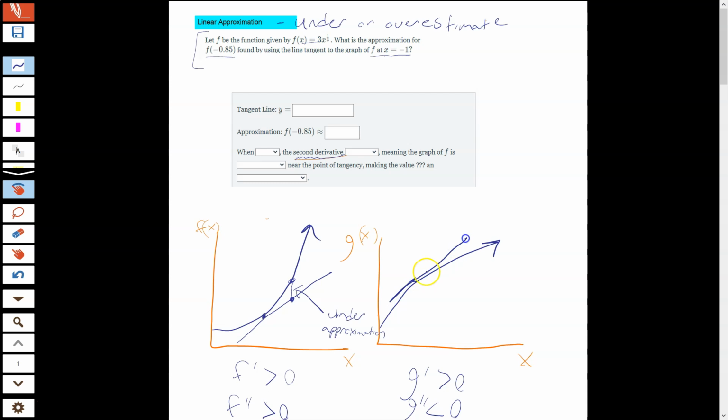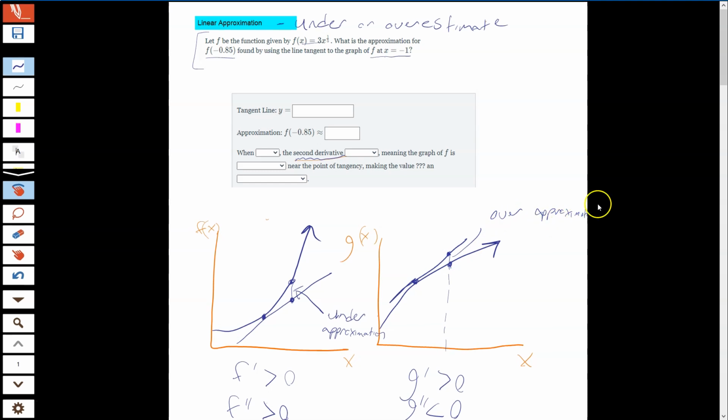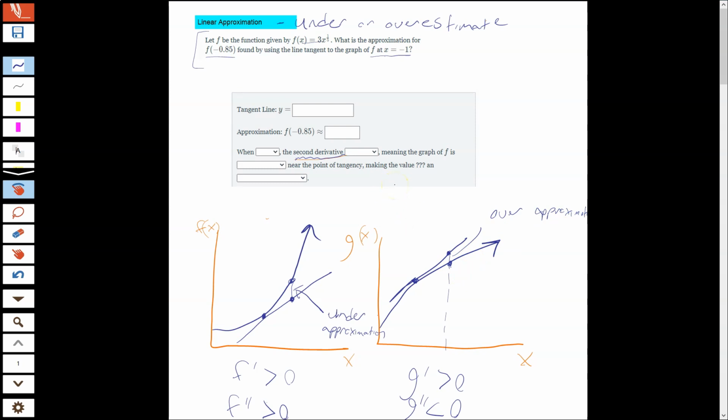Same thing here with my function g. If I draw a tangent line, notice any estimation that I make, say at this particular x, is always going to be an over approximation. Out of space there, but over approximation. So the linear approximation, the estimate, is above the actual curve of g. Right? So you can also memorize that when g is concave down, the second derivative is negative, you always get an over approximation using linear approximations. Or again, you can just think it through.